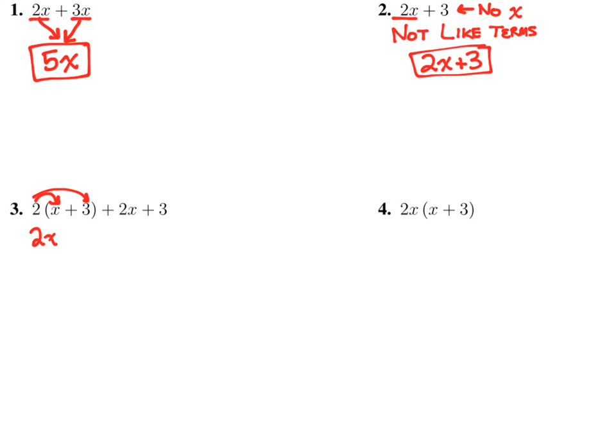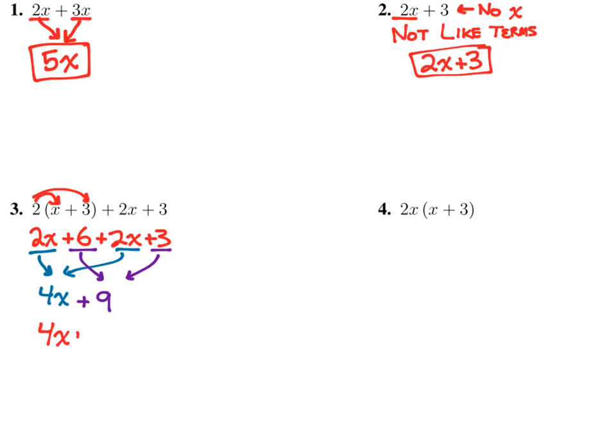First one to distribute, or rainbow out the 2. Then notice you got some like terms going on with the 2x and the other 2x. Also like terms with the 6 and the 3. Adds up, makes 4x plus 9. Let's look at number 4.